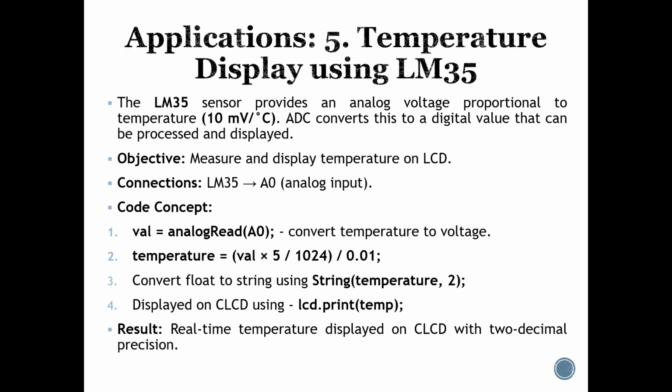Next, I interfaced the LM35 temperature sensor. It outputs voltage proportional to temperature, which is 10 millivolt per degree Celsius. Using analogRead, I converted the ADC value to voltage, then to temperature in Celsius, and displayed it on the CLCD. This was an important step in monitoring real-time environmental data.